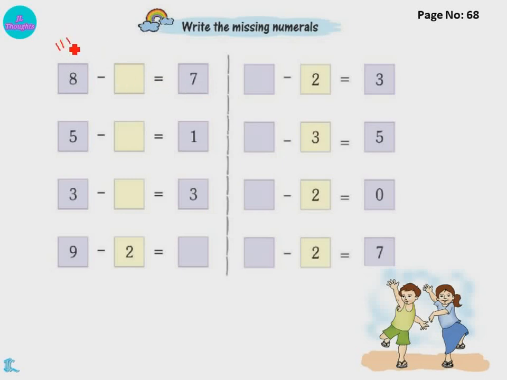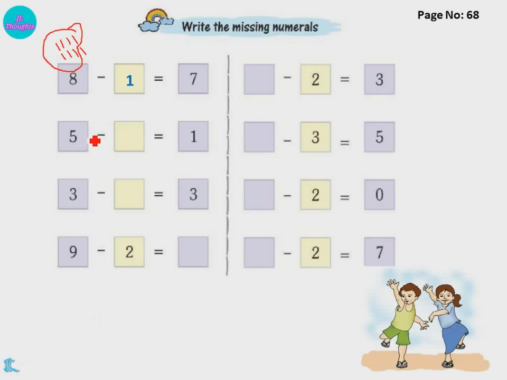You put 8 lines. 1, 2, 3, 4, 5, 6, 7, 8. So what is the answer you should get? 7 you should get. So circle this 7. So from 8, how many if you remove? You have to remove 1. From 8, if I remove 1, then I will get 7.